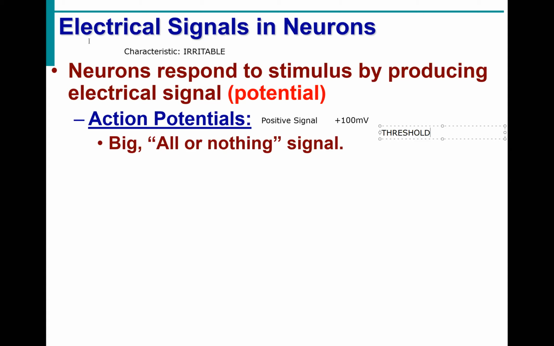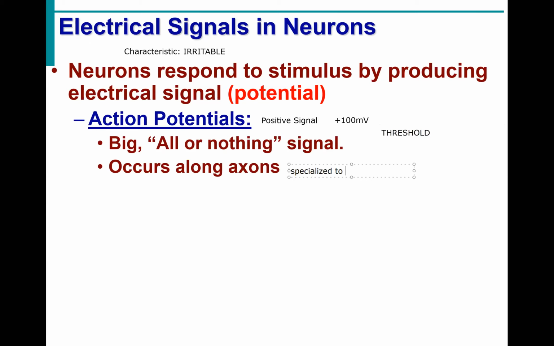And remember, as we also talked about, this occurs only along the axon. The axon is specialized. The axon is the only part of the neuron that is specialized to produce an action potential. And remember, as we also said, and to propagate it, which is a fancy way of saying spread it.